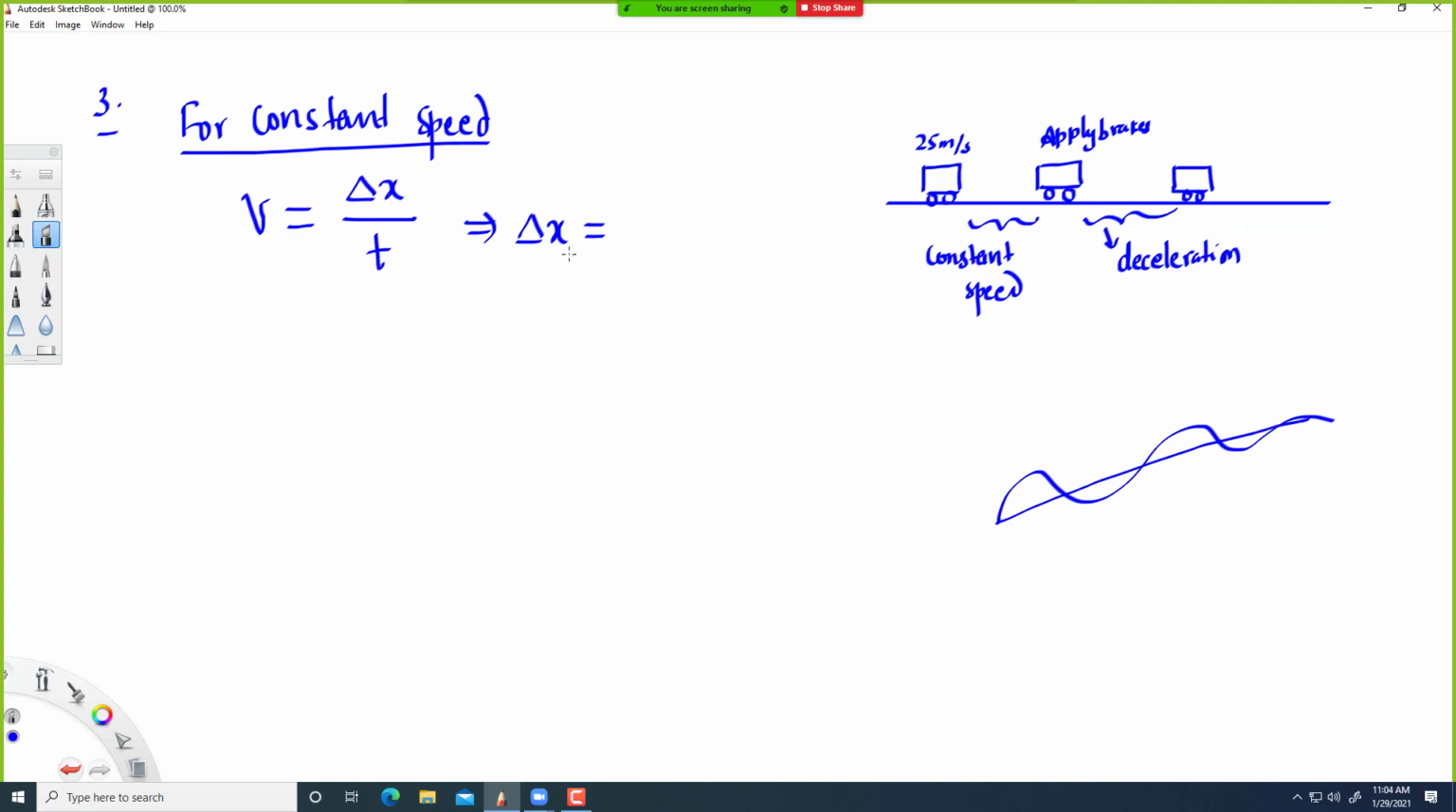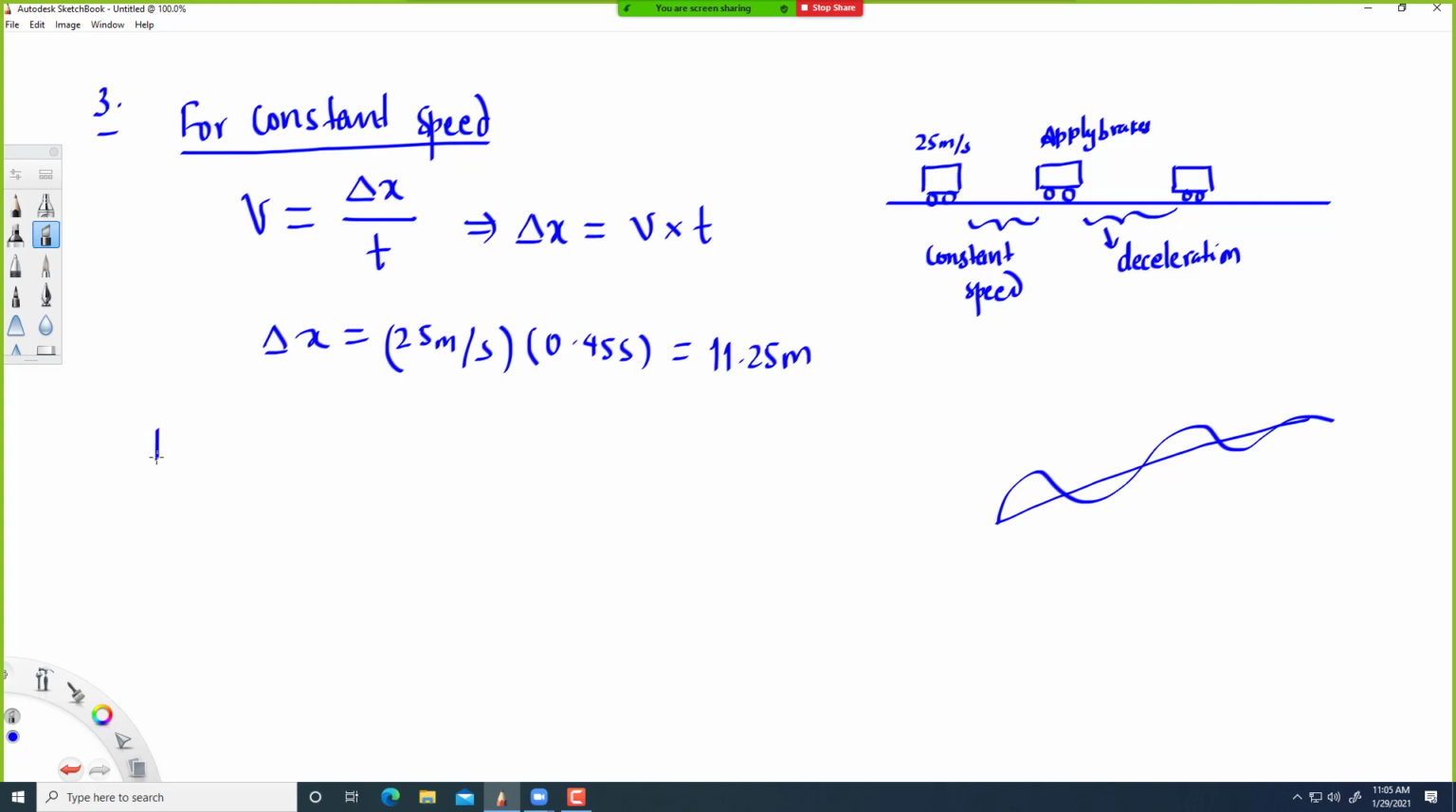So delta x is v times t. Okay, delta x is v, 25 meters per second. Time, how long it takes to apply the brakes. So it says your reaction time is 0.45 seconds. So that gives you 11.25 meters. That's the distance traveled in the first part.